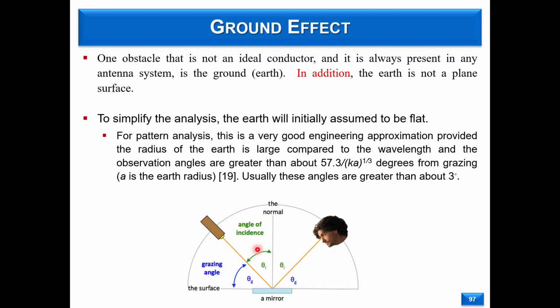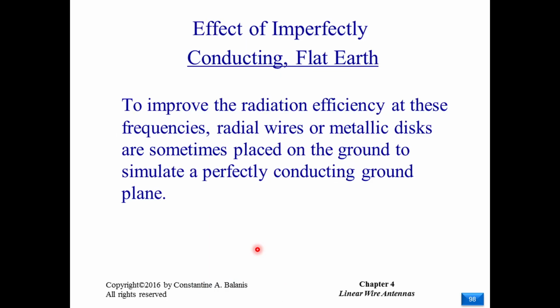And when we have the earth as the ground plane, the earth is very large. If the radius of curvature of the earth in this area is very large compared to the wavelength, and the grazing angle is greater than 3 degrees, it is a very good approximation to treat the ground plane effect as a perfect flat surface. So this is a good engineering approximation.